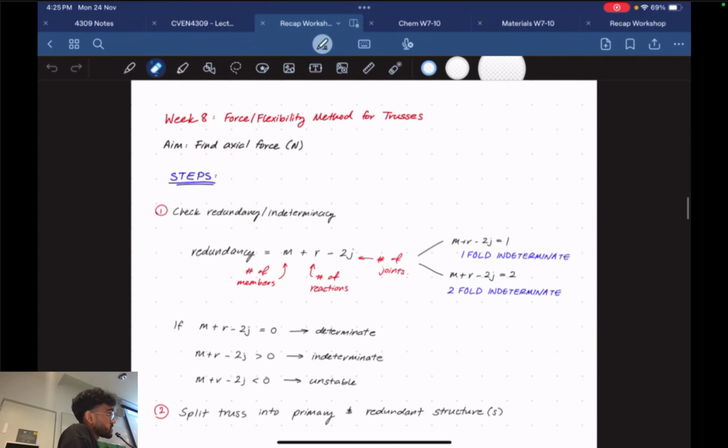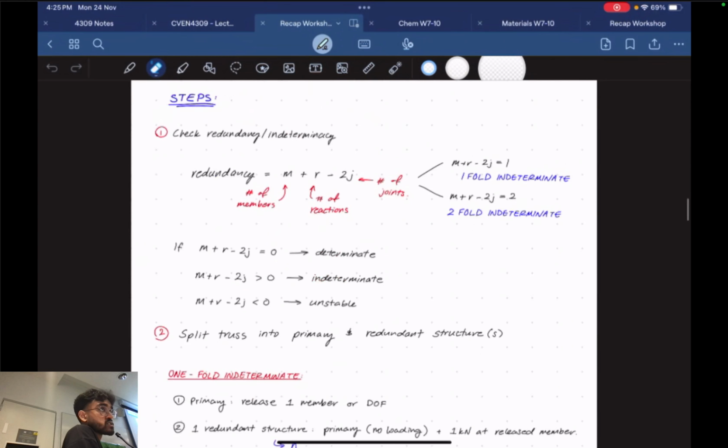Then force flexibility for trusses. I don't think this one has solutions as well, so I'll go through that. So this question I'll go through. Force flex method for frames and beams as well, so I'll go through a question for this.